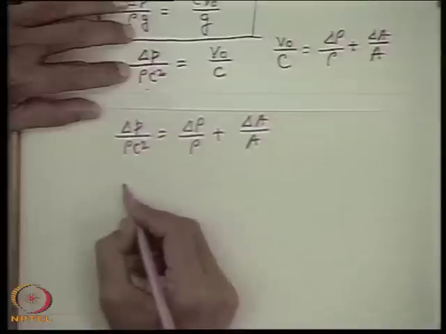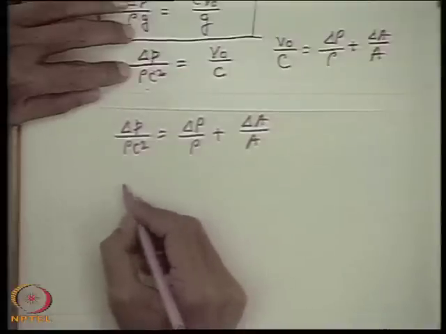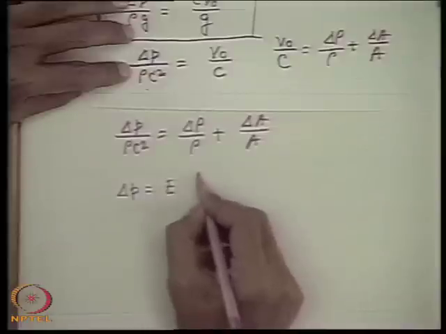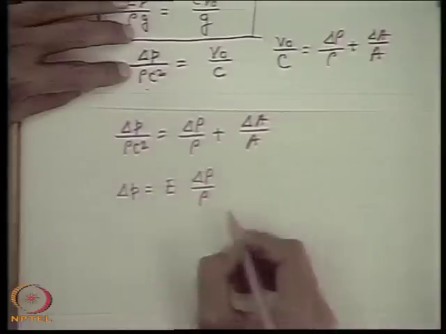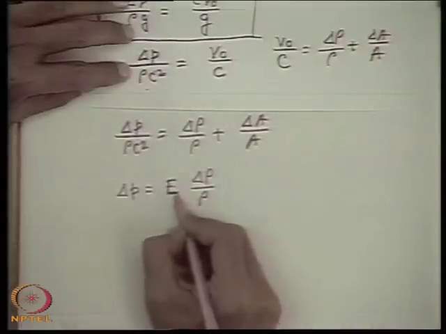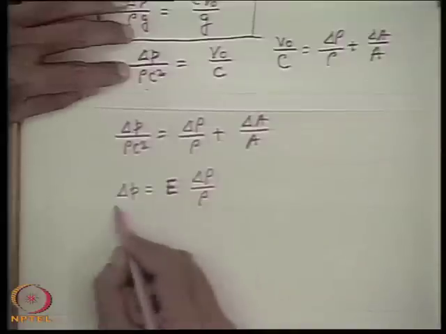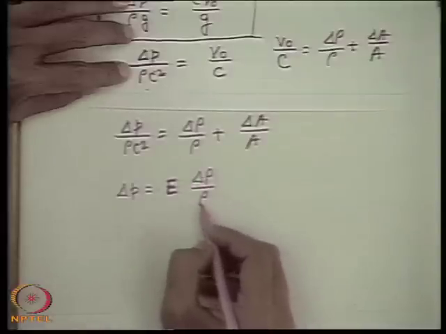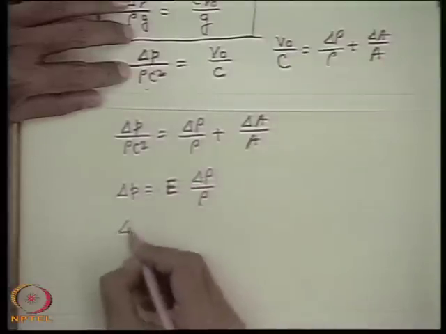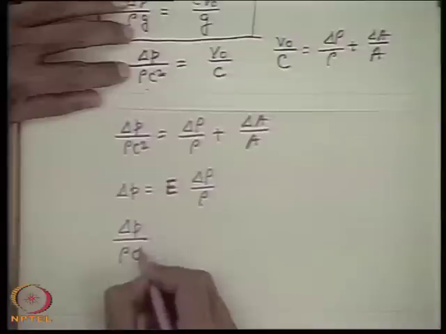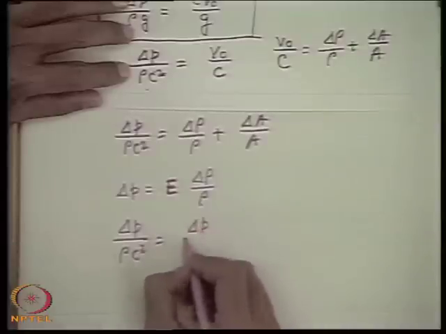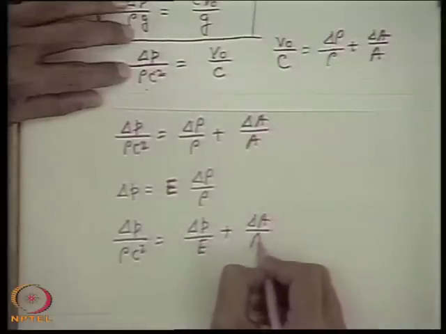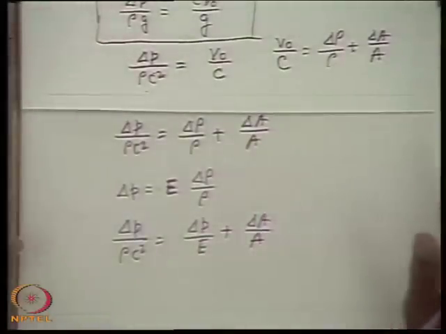Now, this delta rho by rho we can replace from the definition of bulk modulus of elasticity, E equals delta P by delta rho by rho. So, this is the definition of bulk modulus of elasticity of any medium. So, for the fluid, if E is the bulk modulus of elasticity, delta rho by rho is delta P by E. So, we can write delta P by rho C square is delta P by E plus delta A by A. Well, today I will stop here, next class.